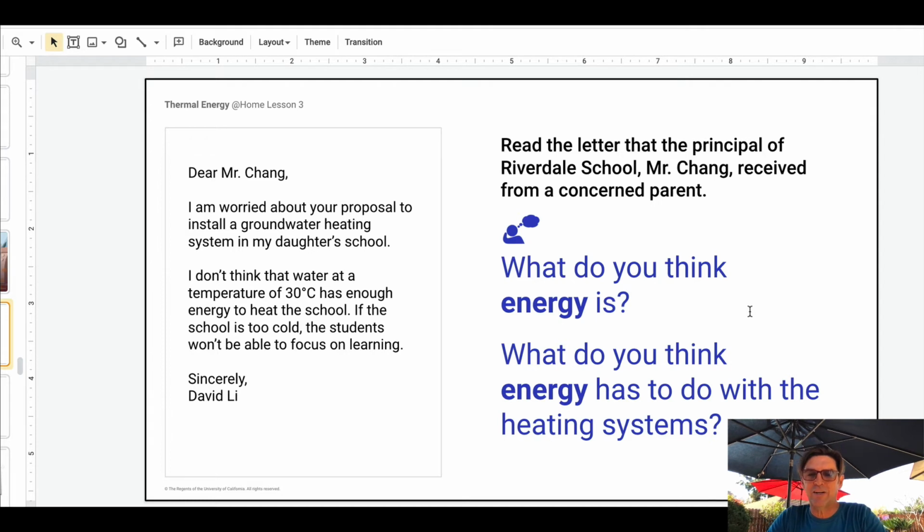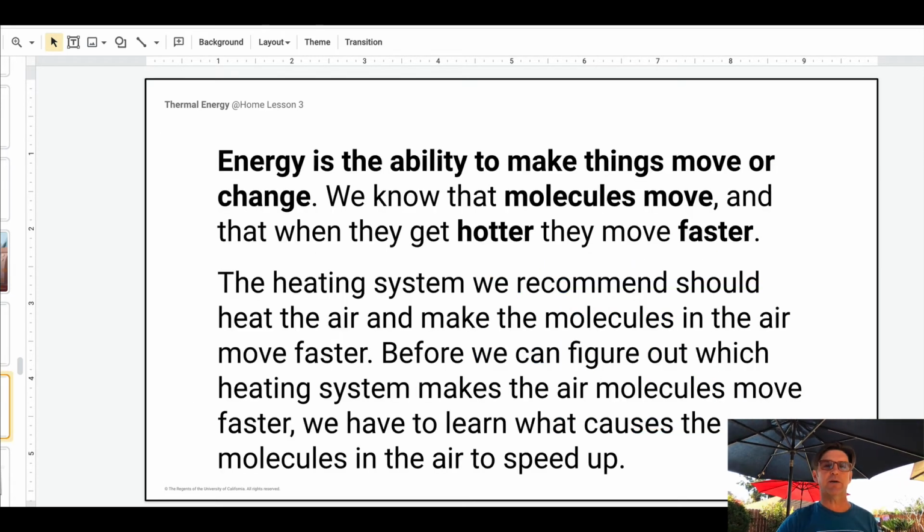What do you think energy is? What do you think energy has to do with the heating systems? All right, so energy, kinetic energy. We talked about it, but let's see what they say about it. Energy is the ability to make things move or change. We know that molecules move and that when they get hotter, they move faster. The heating system we recommend should heat the air and make the molecules in the air move faster.